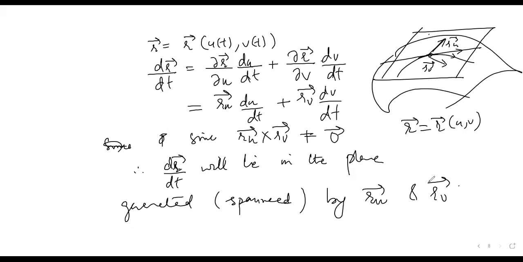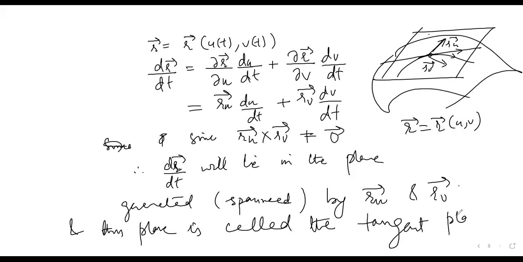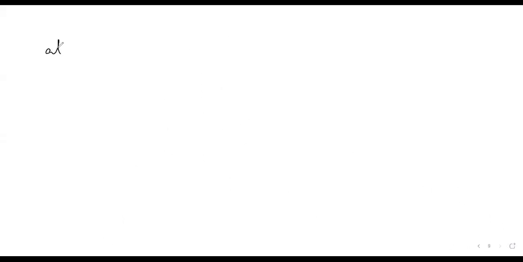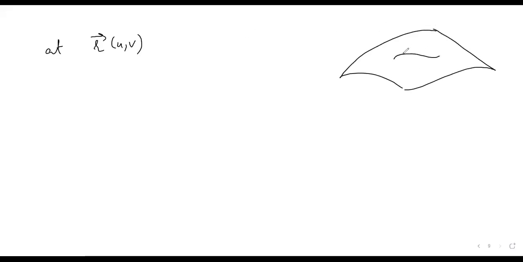Okay, so this tangent lies in this plane, and this plane is called the tangent plane at this point (u, v), at r(u, v). So this is the situation: we had a surface, here a curve on it, on that curve we drew the tangent, and we know this tangent lies in a plane which is generated by ru and rv. And here is our point, this is r at uv, where the tangent plane is formed.